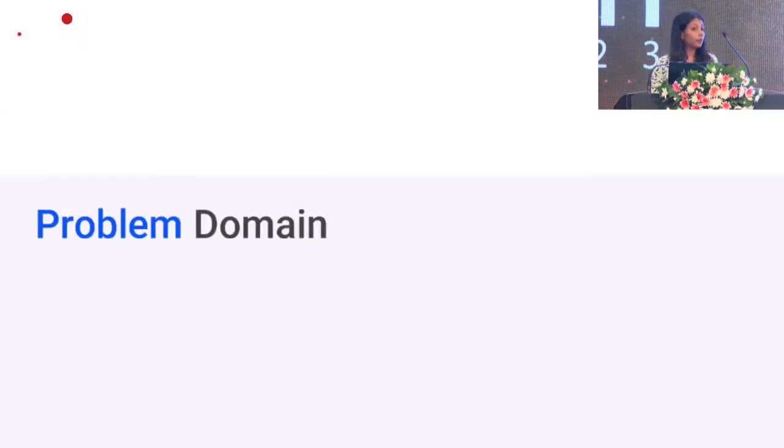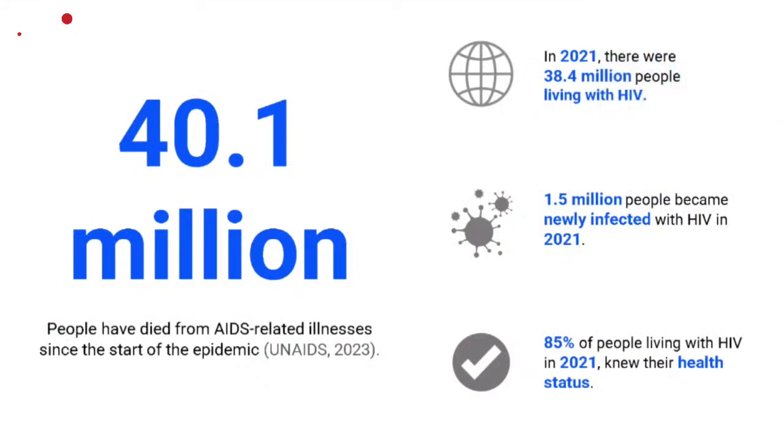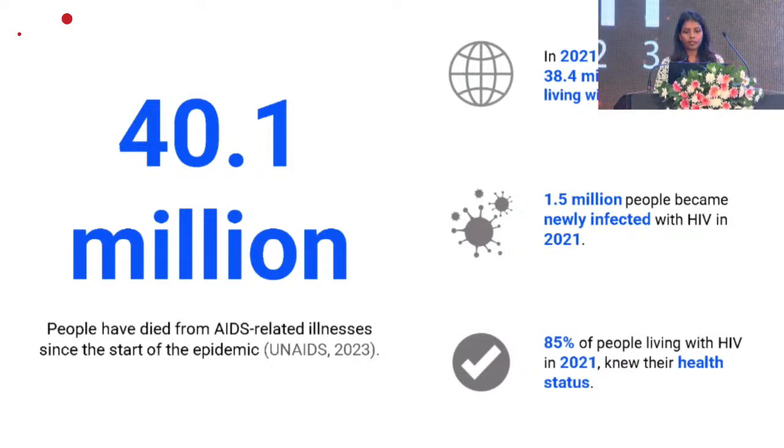So let's look into the problem domain, a global perspective here. So 40.1 million people have died from AIDS-related illnesses since the start of the epidemic. And in 2021, there were 38.4 million people living with HIV. And 1.5 million people became newly infected with HIV in 2021, and only 85% of the people living with HIV knew their health statuses, which means there were 15% who were unaware of their health status.